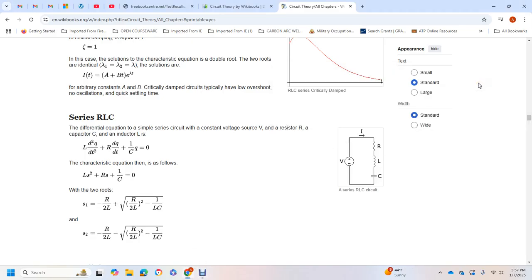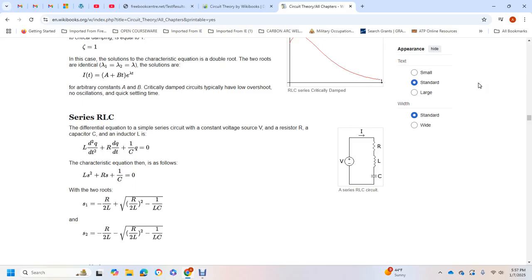Alright, the series RLC differential equation: a simple circuit with a constant voltage V, a resistor R, a capacitor C, and an inductor L. The inductance times the second derivative of the charge with respect to time, plus the resistance times the first derivative of the charge, plus 1 over the capacitance times the charge, equals 0. The characteristic equation is as follows.